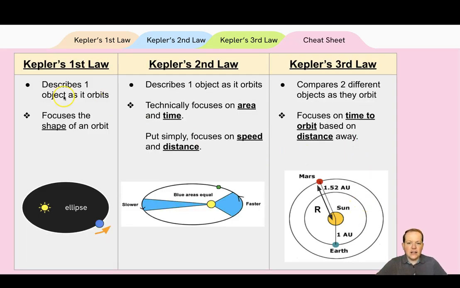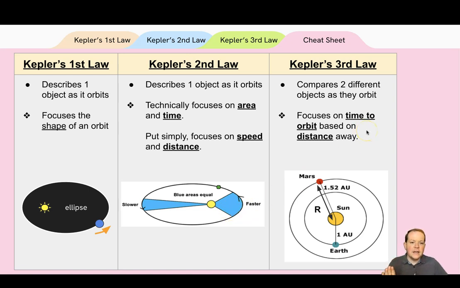This is my last slide. I have a cheat sheet here that compares the 3 different laws, what separates them, and also some things that make them similar. The first law is all about describing one object, and it focuses on the shape. The second law also describes one object, and this is the weird technical thing: the planet sweeps out equal areas in equal time. What it's saying is that when Pluto is farther away from the sun, it is moving slower, with a lower speed. When it's closer to the sun, it's moving faster.